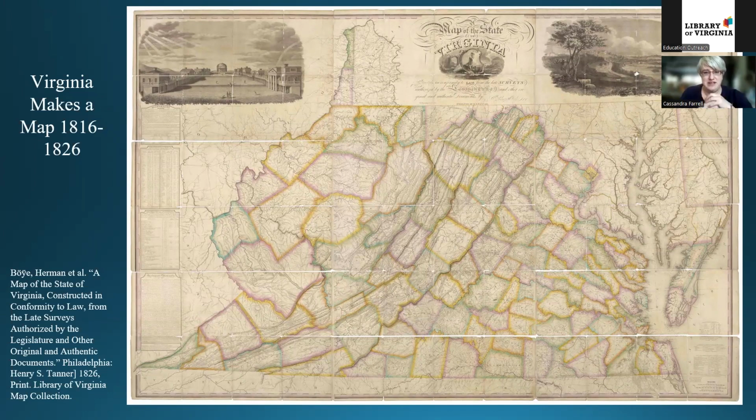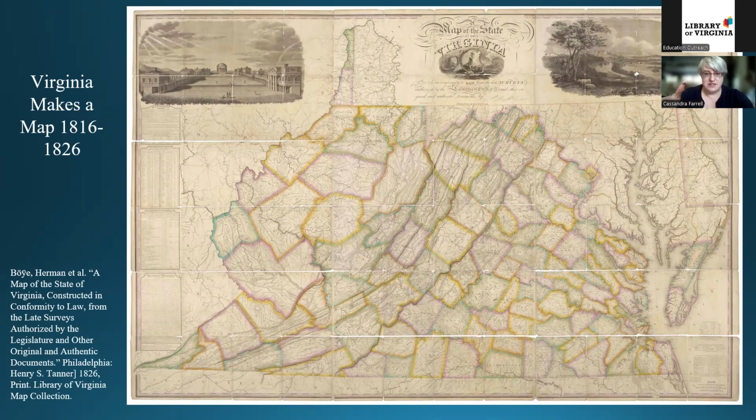This map that you see is a map of the Commonwealth of Virginia. It was the first official state map sanctioned by Virginia, published in 1826. It took about 10 years to put together. And it identifies the roads and the waterways. It also provides Virginians and the Board of Public Works, which oversaw internal improvements, the ability to plan for road construction, canal construction, toll roads, etc.